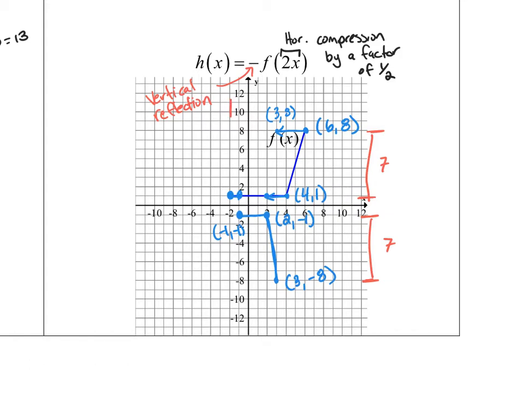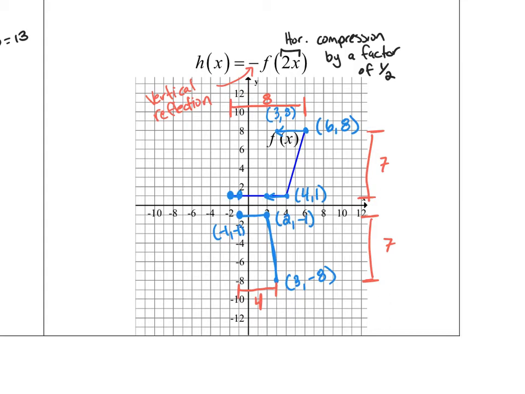So the original domain went from -2 to +6. That's a length of 8. The new length of the domain goes from -1 to +3, which is a length of 4. It is half as big.